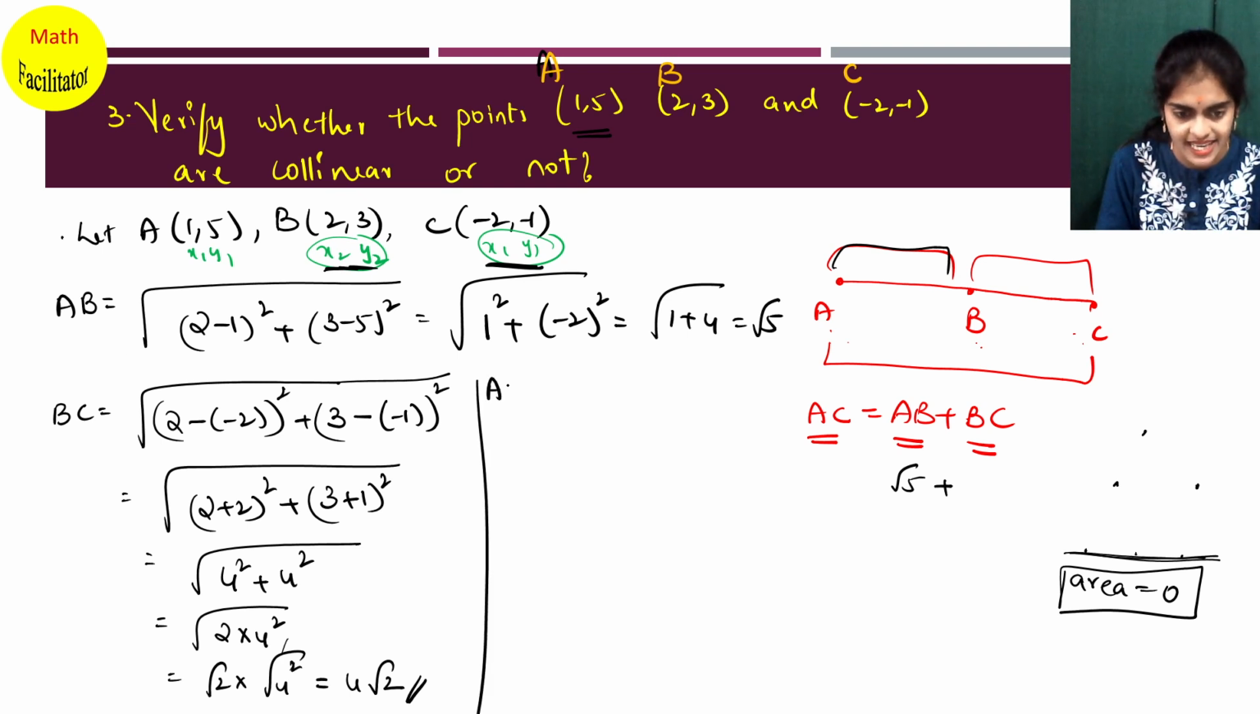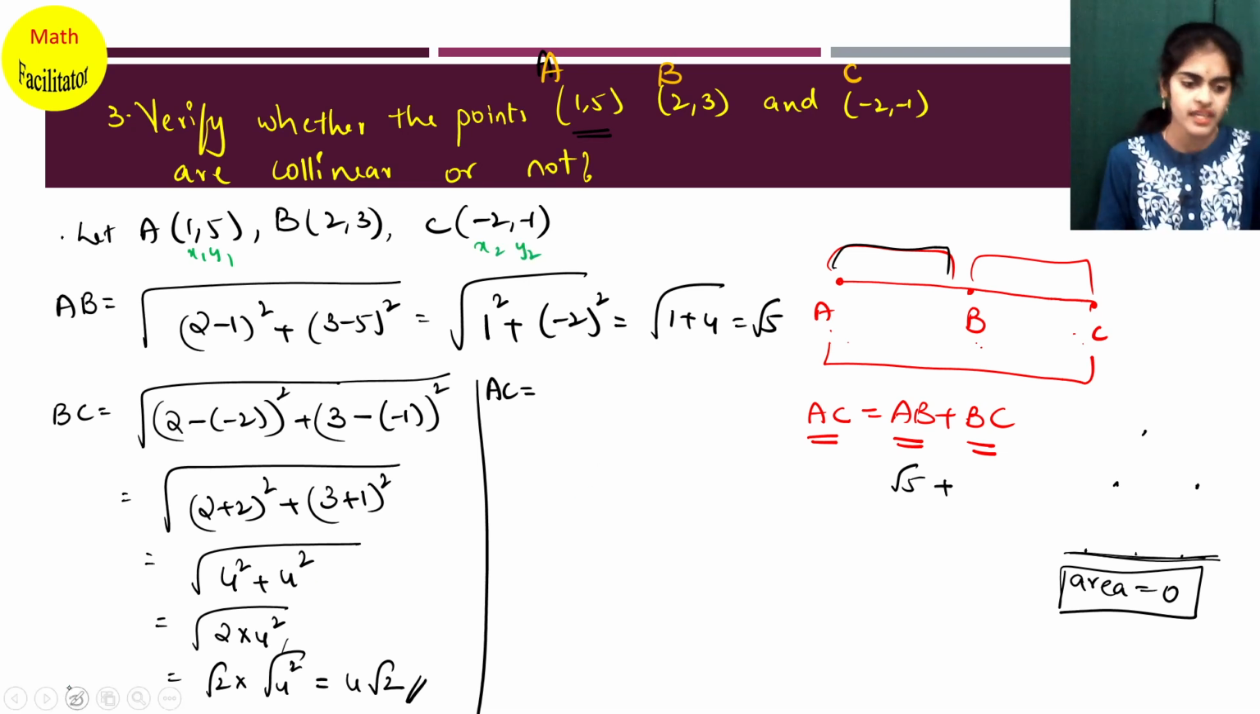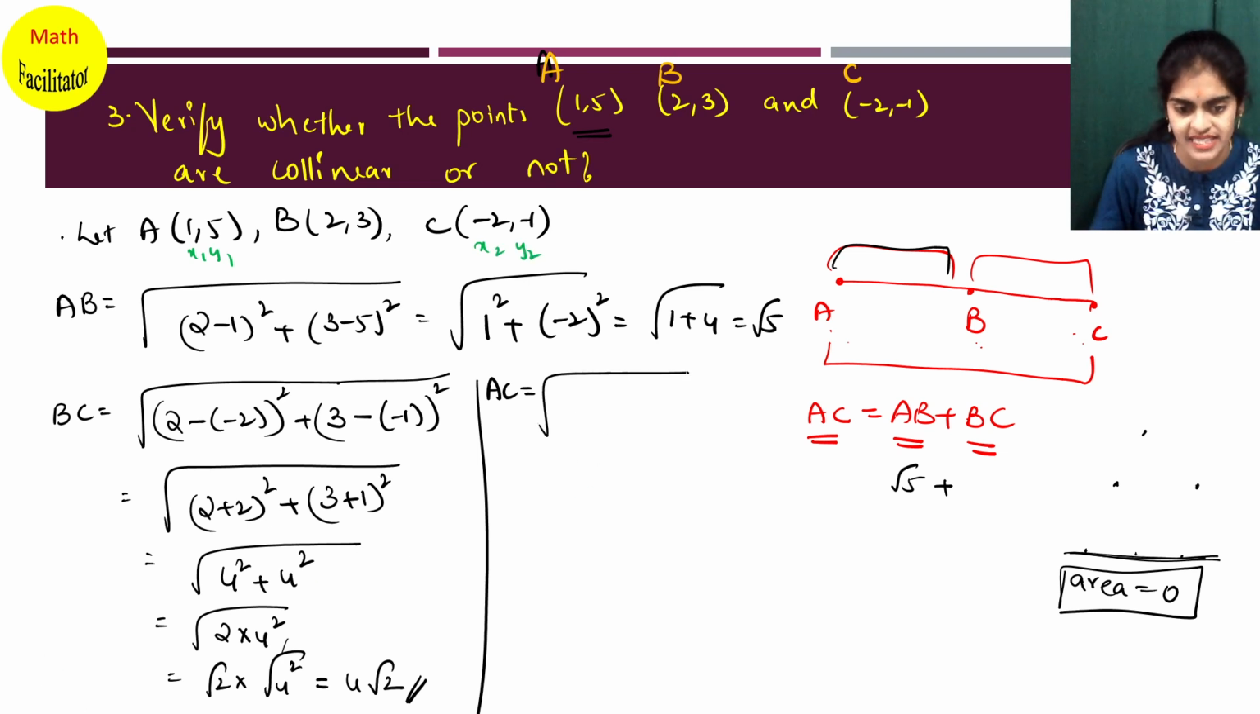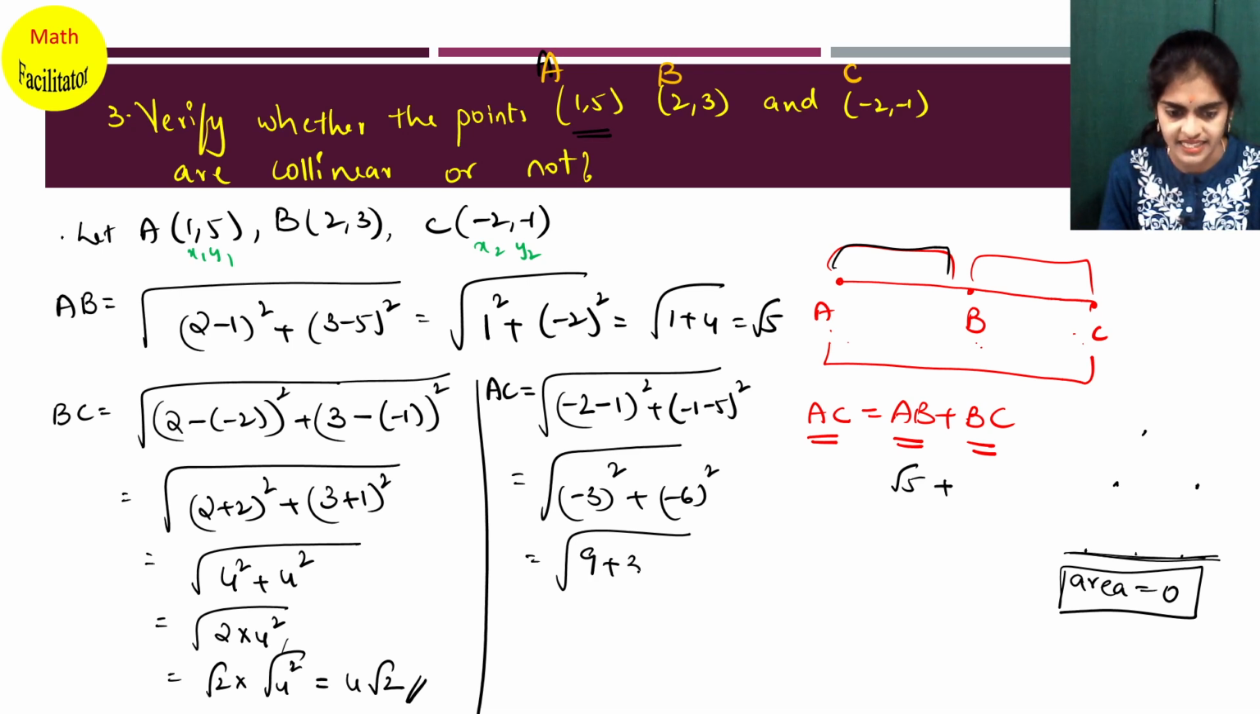Now let us find what is AC. To find AC, have a look here. A point I'm considering as x1, y1, and C point let me consider as x2, y2. So AC, the distance between the points A and C, is nothing but root over (x2 minus x1) the whole square plus (y2 minus y1) the whole square. So that is equal to root over (minus 3) whole square plus (minus 6) whole square. So how much are we getting here? Root over 9 plus 36, or you get root 45.